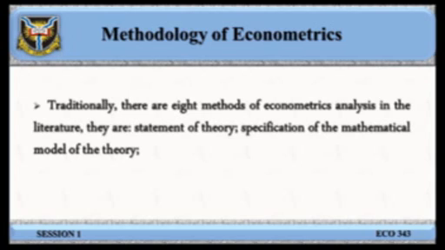Methodology of econometrics. Traditionally, there are 8 methods of econometric analysis in the literature. They are statement of theory, specification of the mathematical model of the theory, econometric model specification, data search, parameter estimation of the econometric model, hypothesis testing, and forecasting and policy implications of the model.